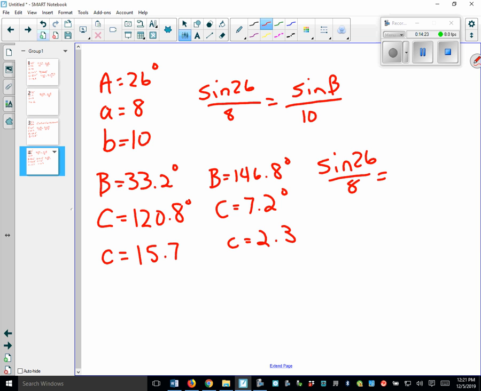No. For this one? Yes. 7.2 over C? Uh-huh. Okay. For the other one, I did sine of 26 over 8 equals sine of 120.8 over C.